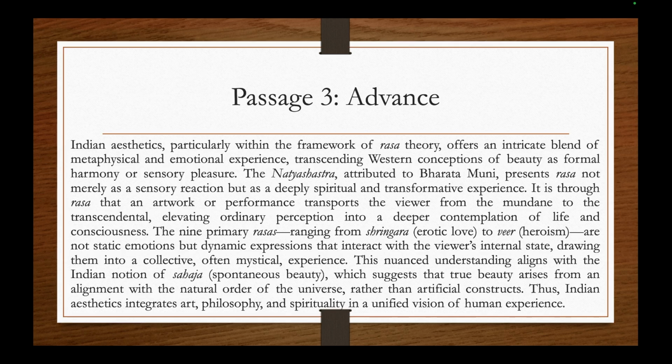The nine primary rasas, ranging from Shringar to Veer, are non-static emotions but dynamic expressions that interact with the viewer's internal state, drawing them into a collective, often mystical experience. This nuanced understanding aligns with the Indian notion of sahaja, that is spontaneous beauty, which suggests that true beauty arises from an alignment with the natural order of the universe rather than artificial constructs. Thus, Indian aesthetics integrates art, philosophy, and spirituality in a unified vision of human experience.